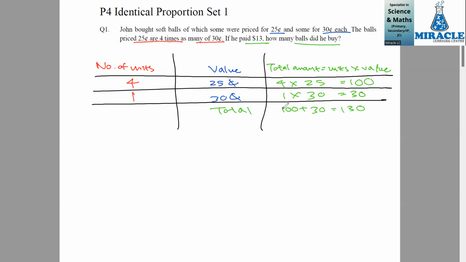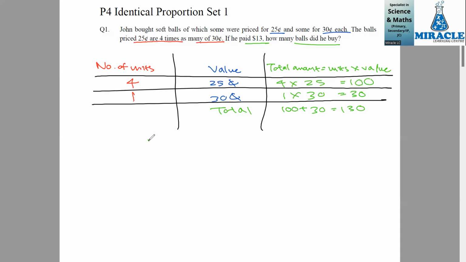So what does 130 represent? 130 represents the number of units times the value of the cost of the softball, whereas $13 represents the actual number of balls times its value. So we need to find the value of 1 unit.